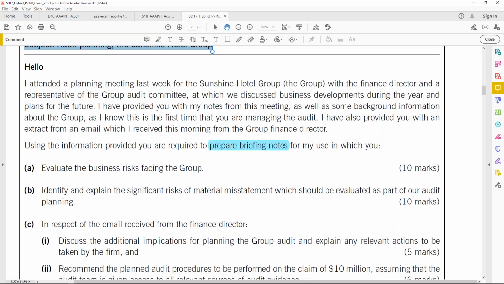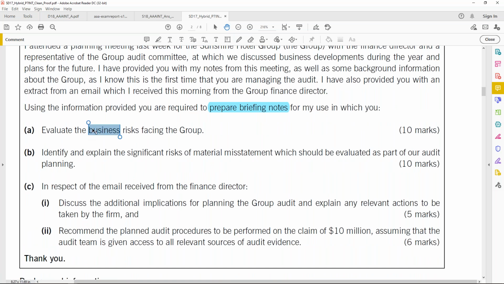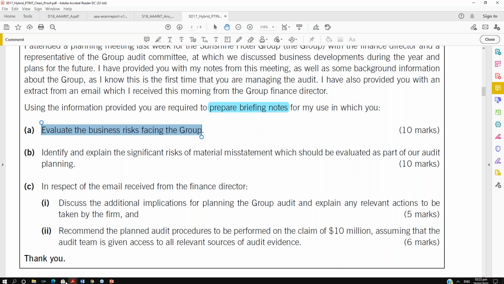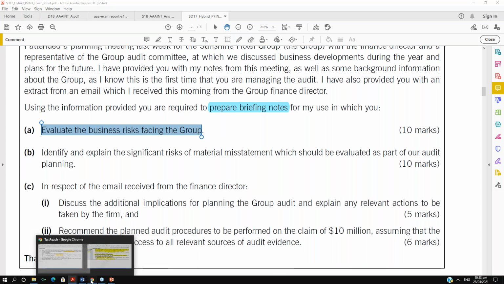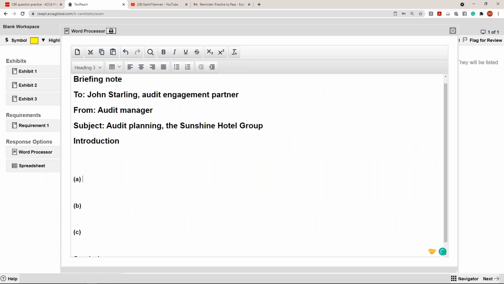Okay, the first requirement is evaluate the business risk. So I just copy it from here, evaluate the business risk facing the group. I'll press Control C, copy. I'll go back to my word processor and write over here the requirement, Control V, and I come with evaluate the business risk. I hope you can fill in the introduction yourself, right? Is that clear? Can you give me an answer to this?